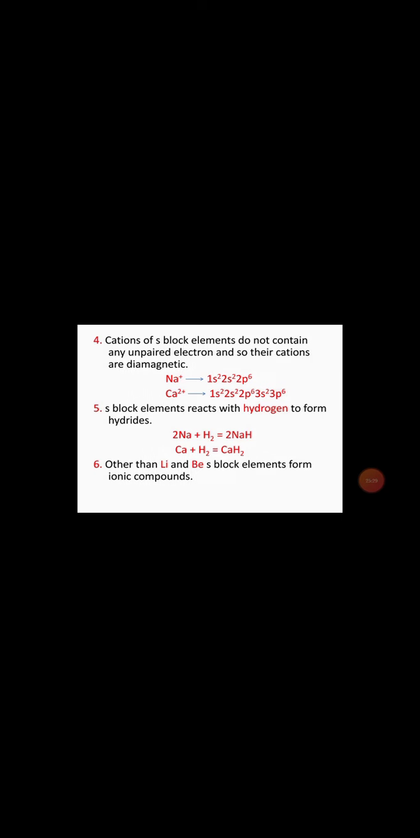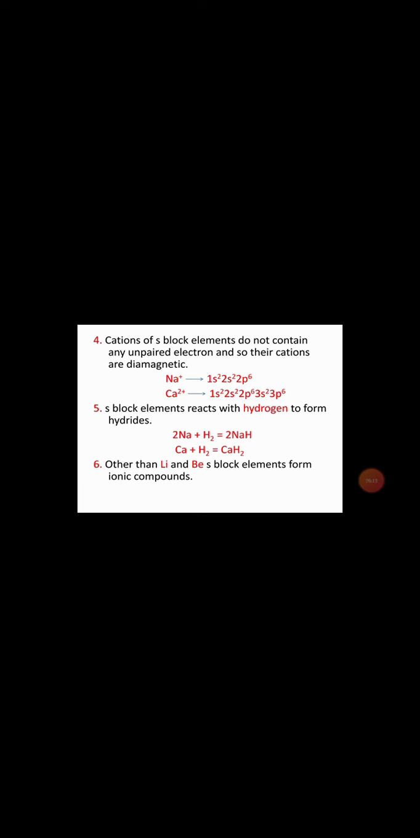Next point, point number 4, cations of s block elements do not contain any unpaired electron, and so their cations are diamagnetic. Both groups of elements, group 1 and 2, release the outermost electrons during ion formation, so they do not contain any unpaired electron. So the cations of group 1 and group 2 elements are diamagnetic. Look at the sodium ion, it contains no unpaired electron, and the calcium ion also contains no unpaired electron in the outermost energy level, so they are diamagnetic.